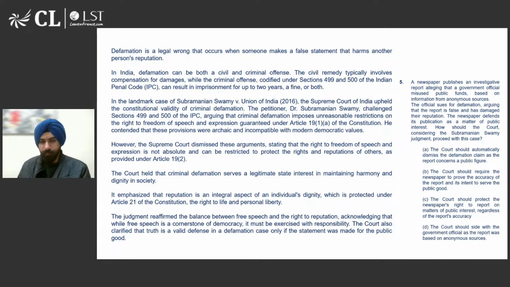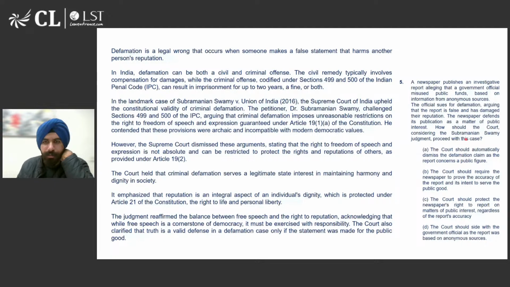ये वाला भी है क्या? बाप रे, that's crazy. That's outright crazy. Okay. Need to have a word with the question maker. Anyway, question 5 says a newspaper publishes an investigative report alleging that a government official misused public funds based on information from anonymous sources. Official sues for defamation, arguing that the report is false and has damaged reputation. Newspaper defends it as a matter of public interest. How should the court proceed?